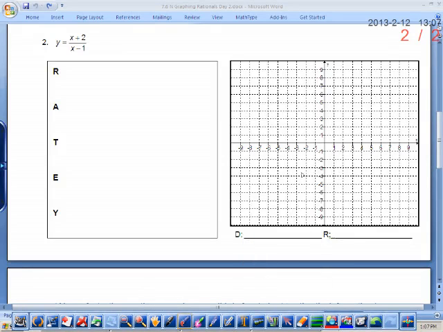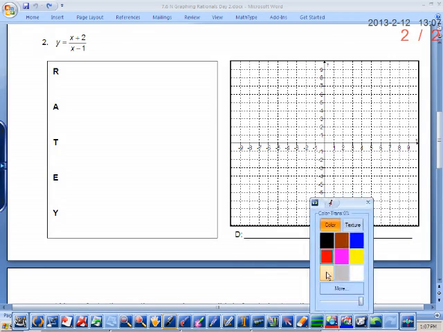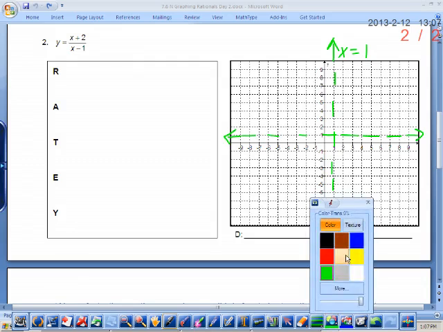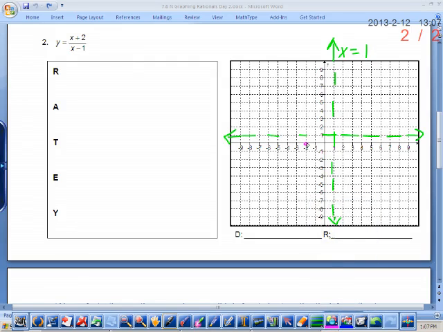Okay, so help me out because my information got erased. Where was our vertical asymptote? Okay, so remember, dotted lines and equations. Horizontal asymptote. Okay, did we have a root? Where was that? Good, and what about our y-intercept? 0, negative 2. Great.